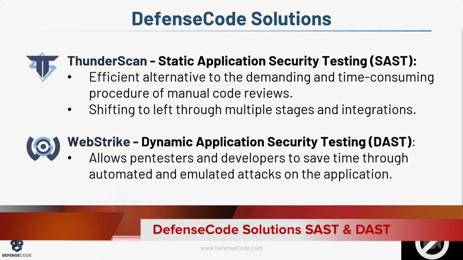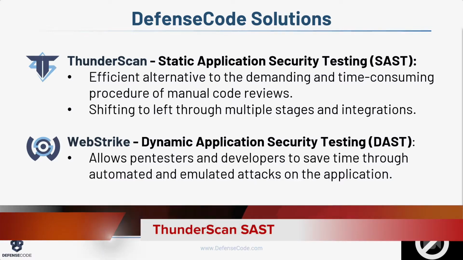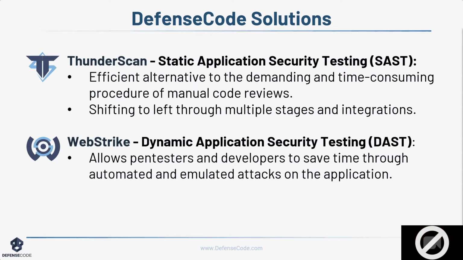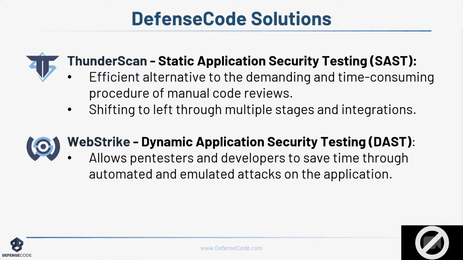DefenseCode provides two application security solutions. These are ThunderScan, which is a static application security testing solution, and Webstrike, which is a dynamic application security testing, or a DAST tool. ThunderScan SAST tool, you can use it to scan millions of lines of code across 30 different programming languages and various programming frameworks within hours or even minutes. It can scale the actual scanning capability, concurrency of scanning. You can automate the actual scaling.